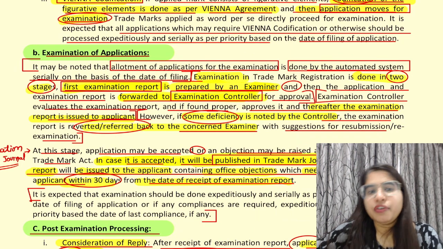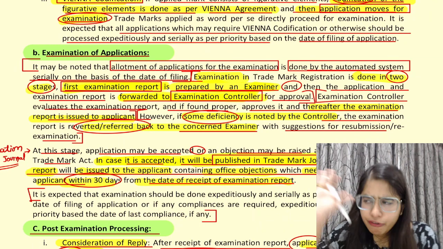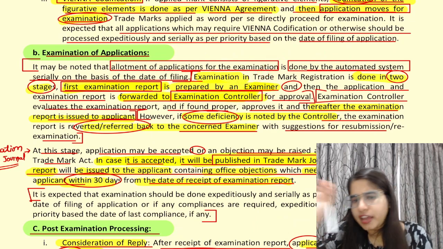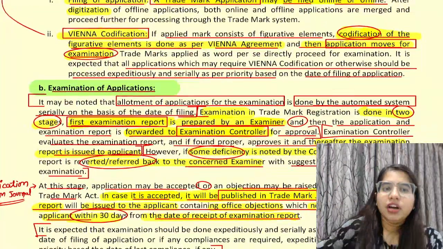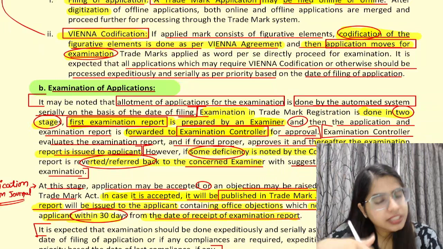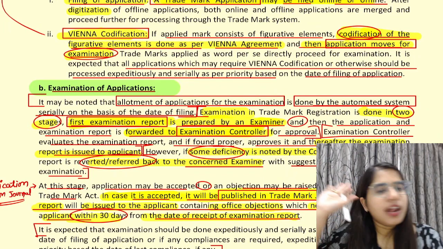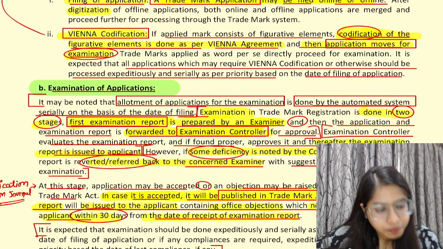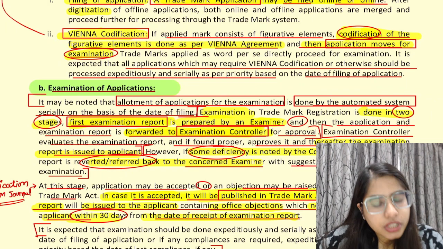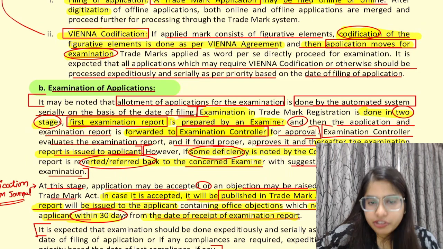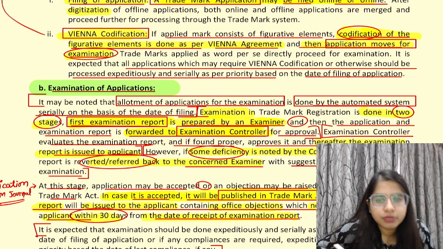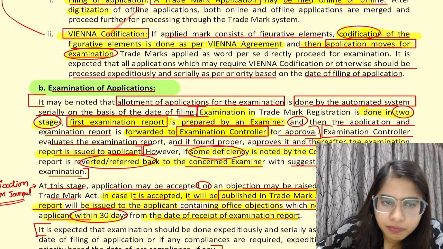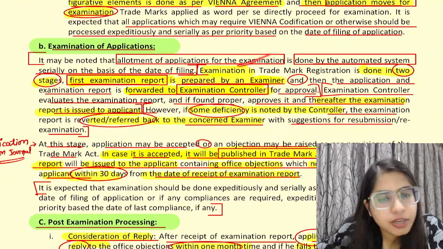And if any objection is raised, either by the examiner or by the controller, they will submit the application back to the applicant, and they will ask them to make the changes. For example, I made an application to the government, to the registrar of trademarks, to register the trademark with my name, Ishika Agrawal. So they will do the application, Vienna codification, and then the examination will be done by the examiner.